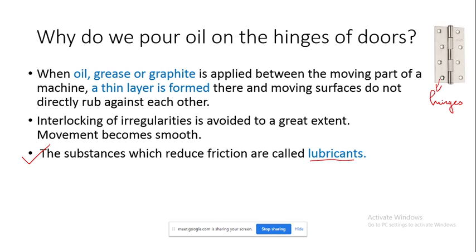Ma'am, is ghee a lubricant? Yeah, ghee can be a lubricant, but we are not using it as a lubricant officially because it is costly. Okay, ghee can be in the category of a lubricant.